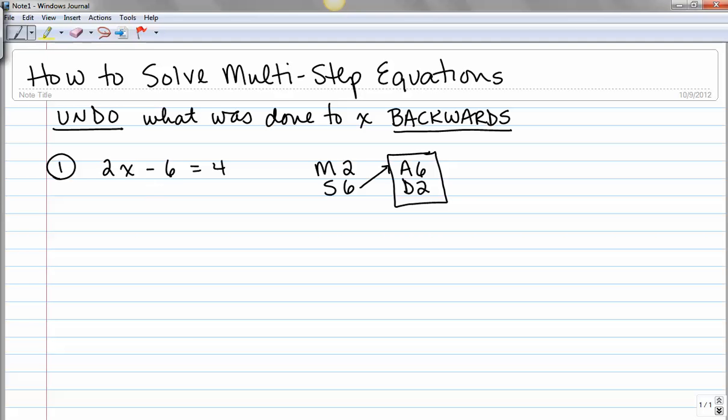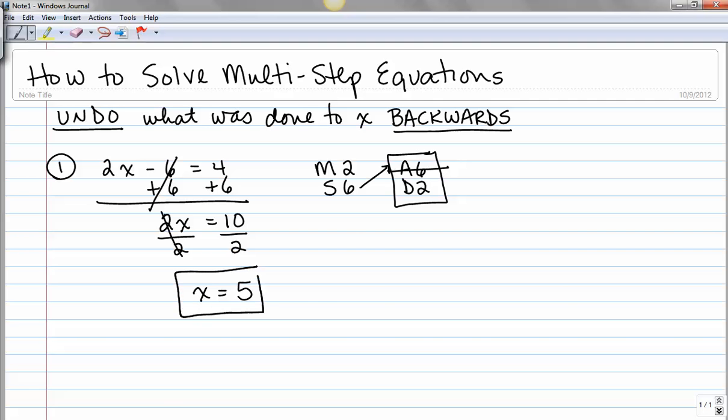So my first step is to add 6 to both sides of the equation. My negative 6 and positive 6 cancel out, and that leaves me with 2x equals 10. And I did my add 6. Now I need to divide both sides of the equation by 2. My 2's cancel out, and I'm left with x equals 5. And that's my final answer.